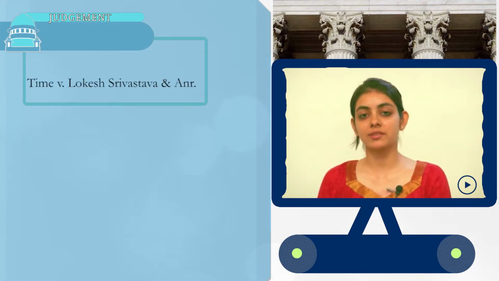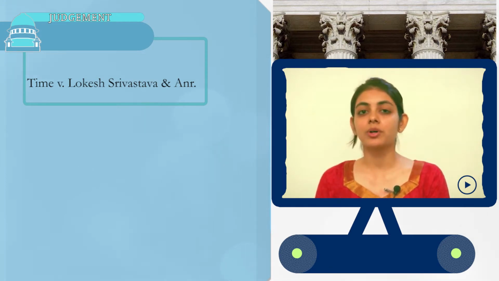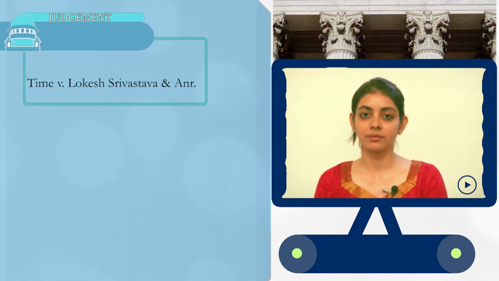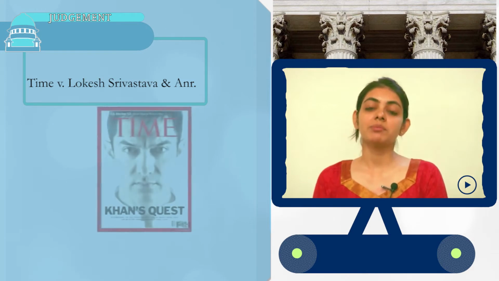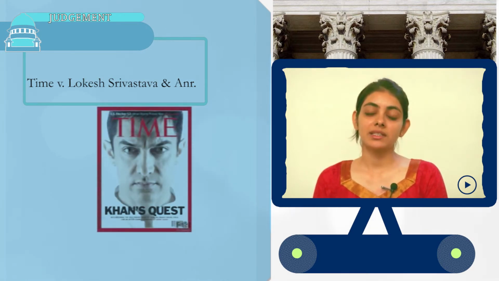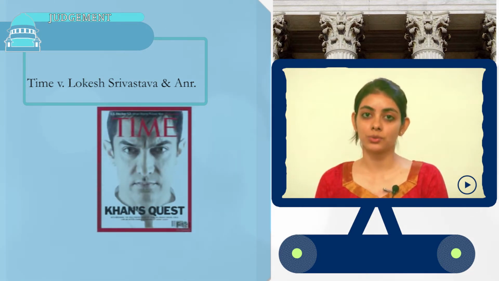In the case of Time versus Lokesh Srivastav and another, the Delhi High Court elaborated on the concept of punitive damages and explained the difference between both compensatory and punitive damages. Now, in this case, Time magazine had sued a party in India for infringement of its logos, which were both Time, Time Asia, and the red border of the Time magazine.